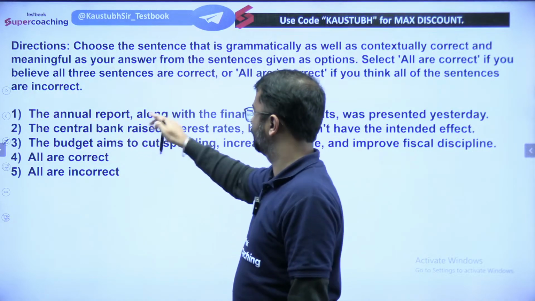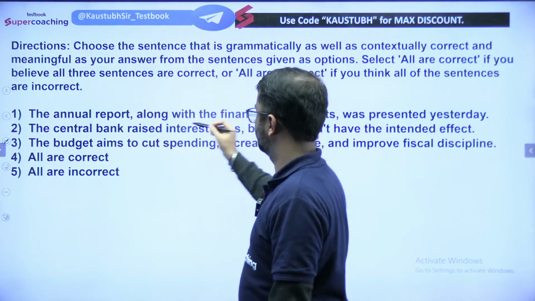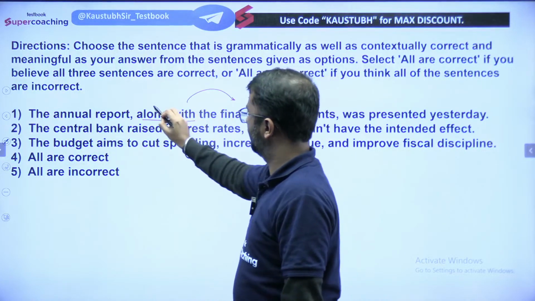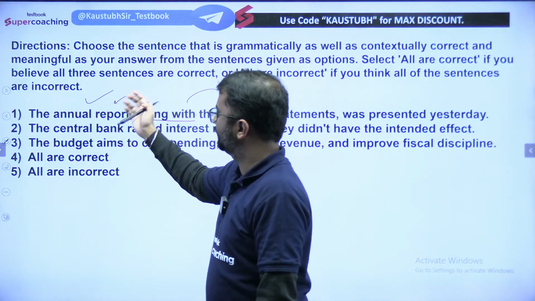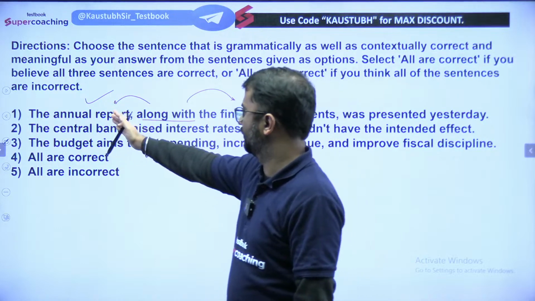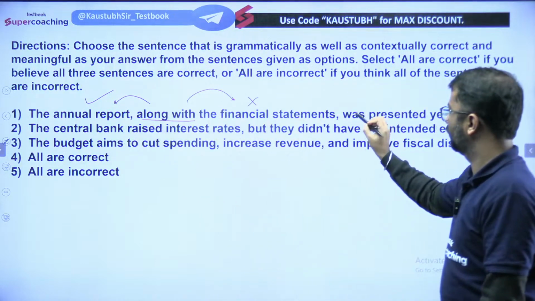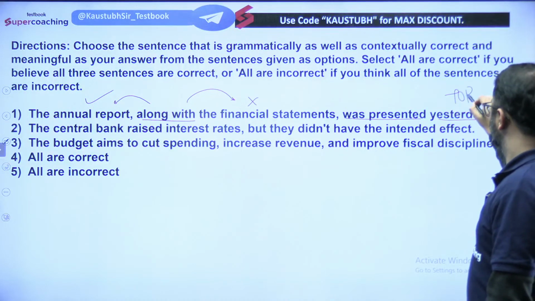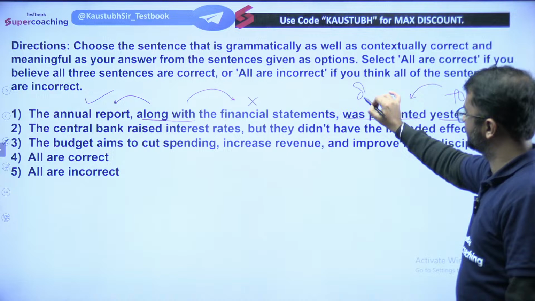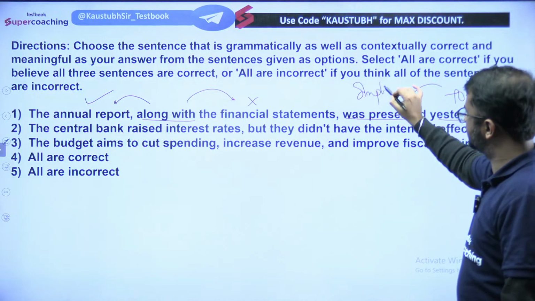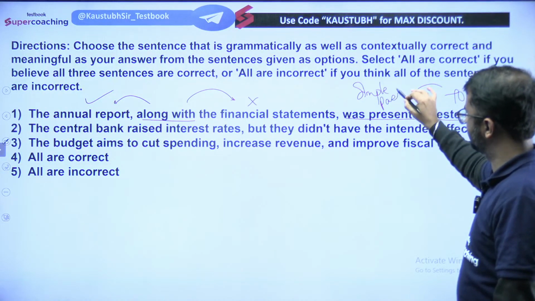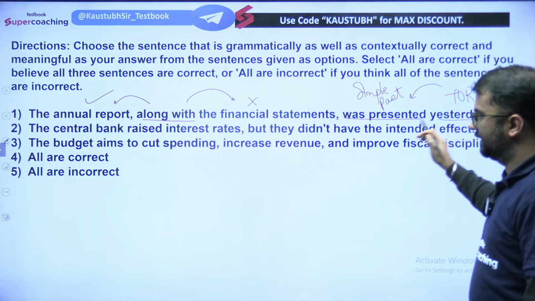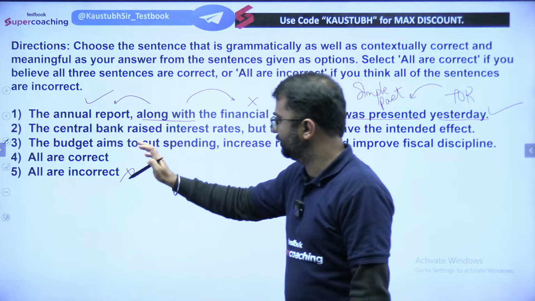See, the annual report along with the financial statements. Whenever we have "along with", we ignore whatever is written after along with and we consider the noun to be the subject. है ना? Annual report is your subject. Report was presented yesterday. Yesterday is a time of reference. So this tense has to be in simple past tense, and "was presented" is in simple past tense of the passive voice. It means there is no error of any kind in sentence number 1. It means "all are incorrect" will be wrong.